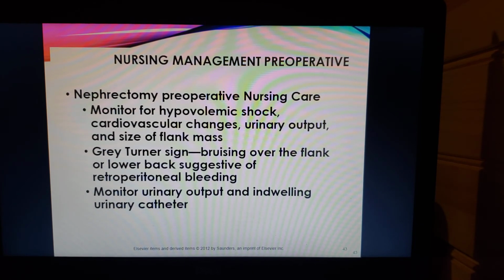Preoperative for nephrectomy, we're going to monitor for hypovolemic shock, cardiovascular changes, and urinary output. We're going to assess for any flank mass. We're going to look for a Grey Turner sign. We're going to monitor urinary output.